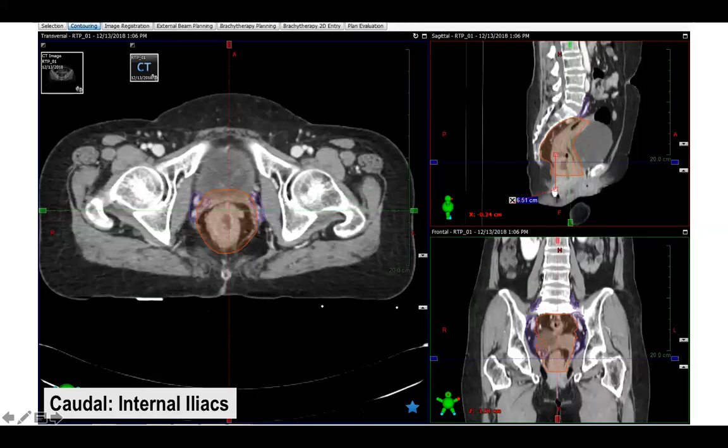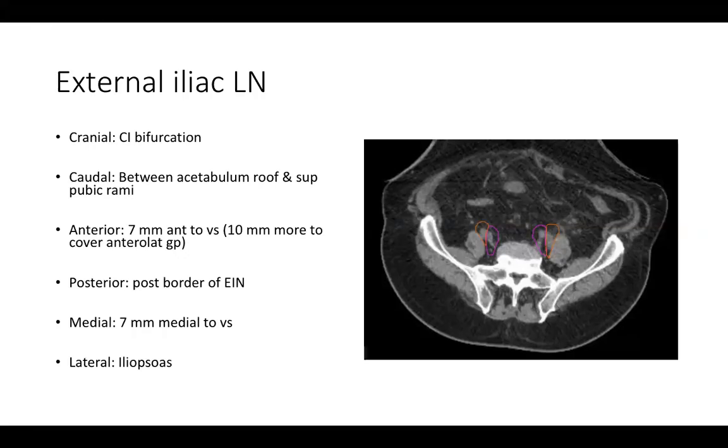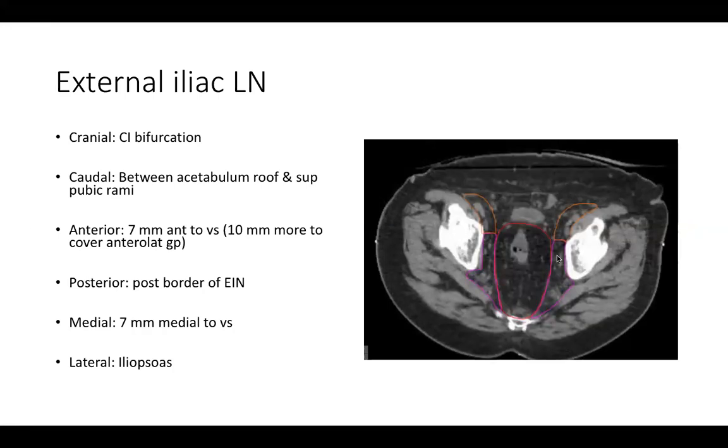So external iliac, like we said, is not that important, but we need to delineate it. Very easy, just follow the vessels and give a 7 millimeter margin. Anterolaterally tends to have the anterior group of lymph nodes of the external iliac. So anteriorly, we need to give an increased margin, around 15 millimeters from the edge of the vessel, to cover the entire area where lymphatics might be.